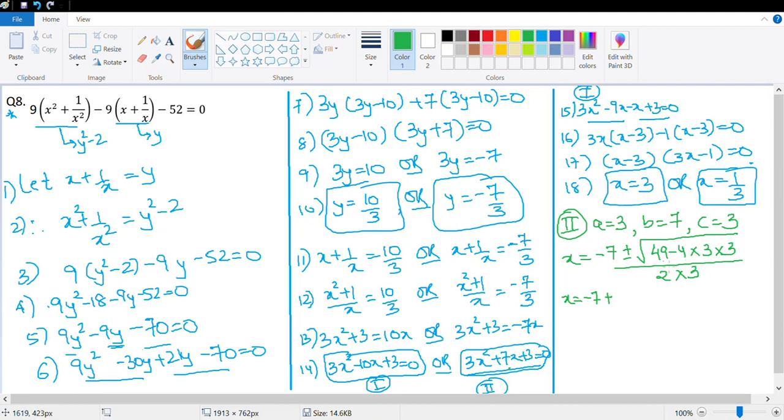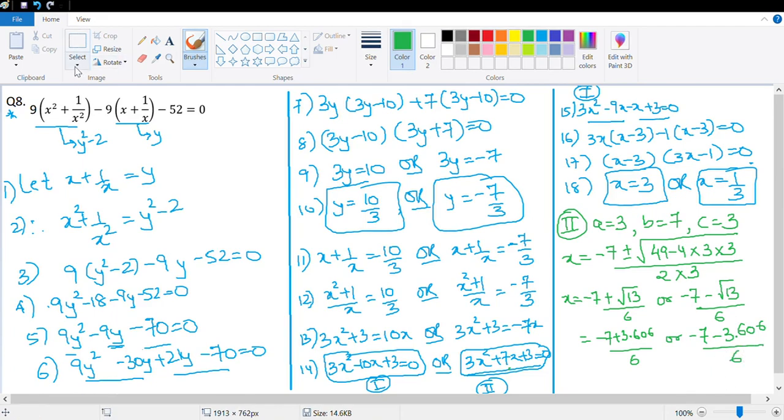So that's 49 minus 36, that's root 13 upon 6, or negative 7 minus root 13 upon 6. Well, let me find the value of root 13 from the square root table at the end of the book. That is equal to 3.606. So this is negative 7 plus 3.606 upon 6, or negative 7 minus 3.606 upon 6.